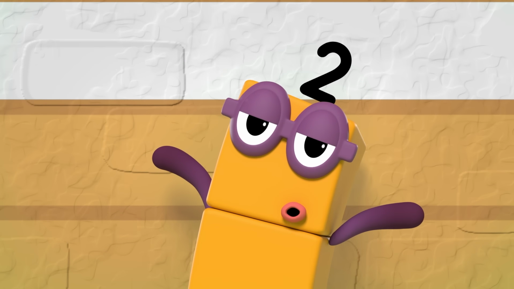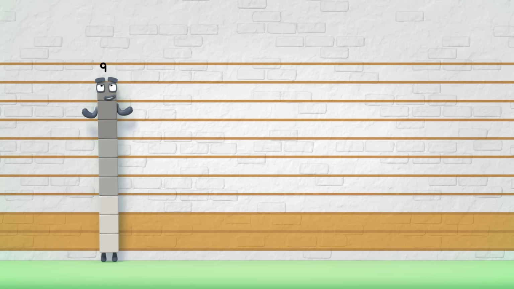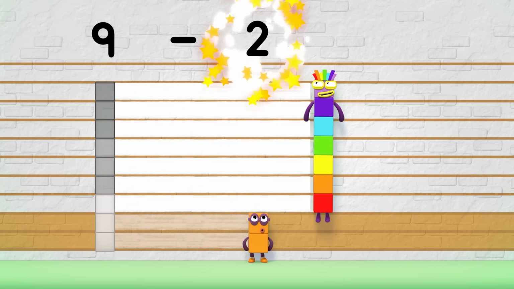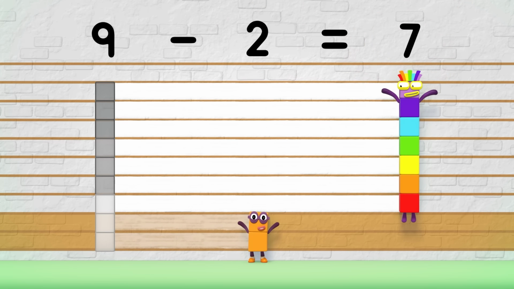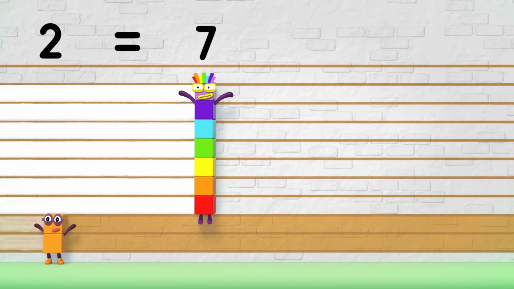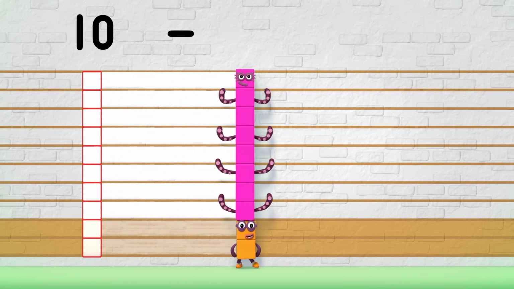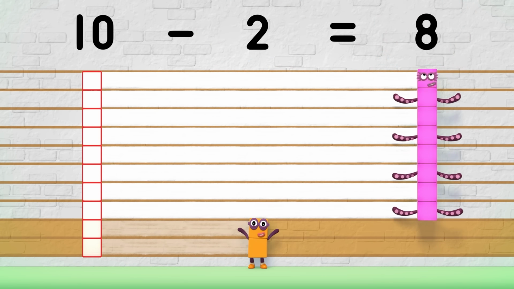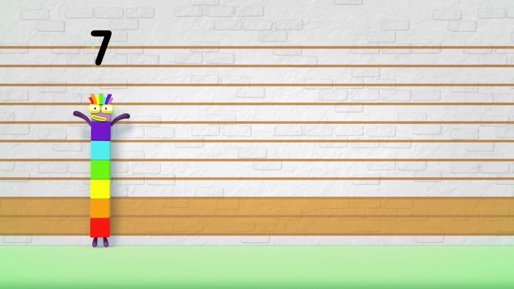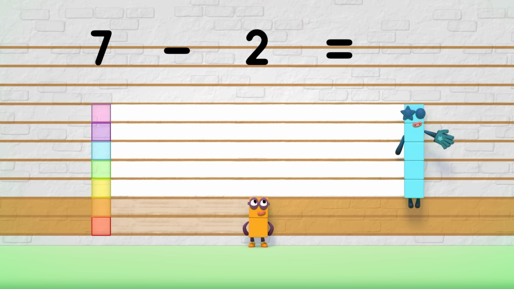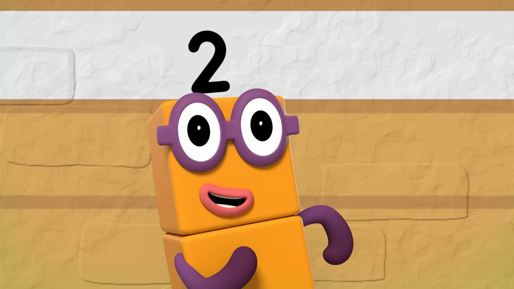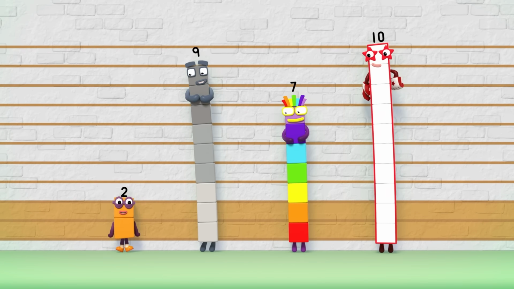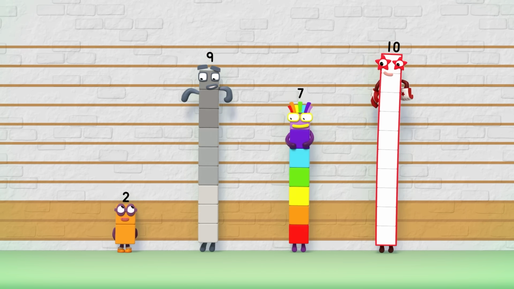So, what's the difference? 9 minus 2 equals 7. That's the difference. 7. 10 minus 2 equals 8. That's the difference. 8. 7 minus 2 equals 5. That's the difference. 5. So take off the difference, and everyone will see what the difference is between you and me.